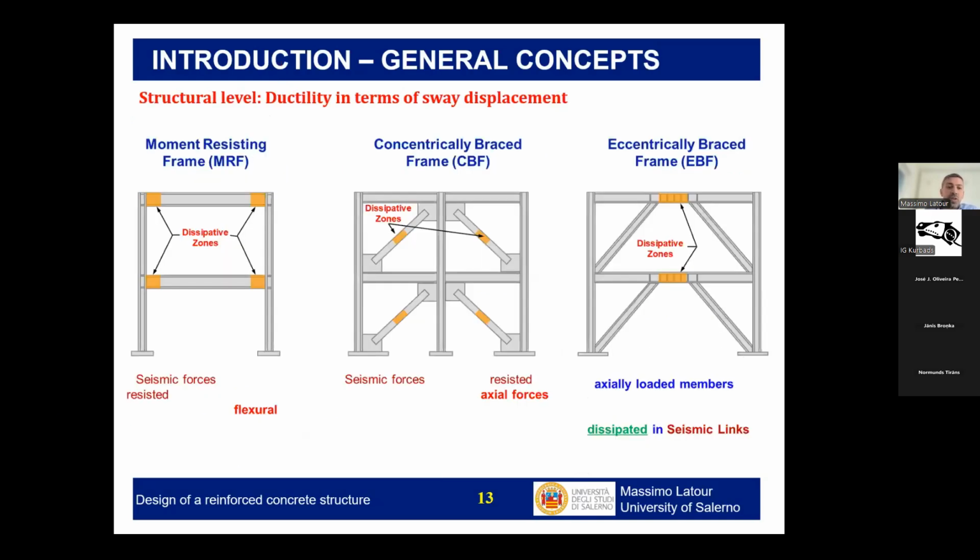We are talking today mainly about a frame, but let's remind that there are certain other typologies. So normally in frames, we are dissipating in the beams. In a concentrically braced frame, normally we are dissipating in a brace. In an eccentrically braced frame, if we are talking steel, we are dissipating in a seismic link. These two concepts are not very much applied in concrete, but in steel structures for sure.